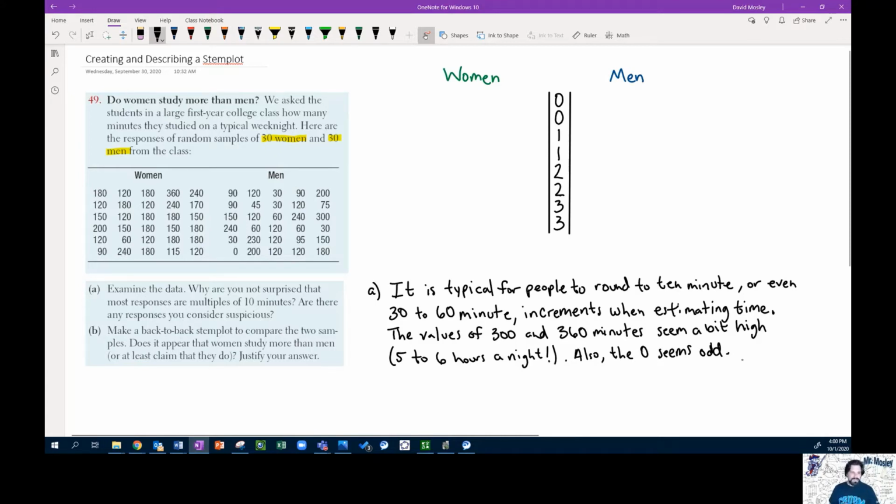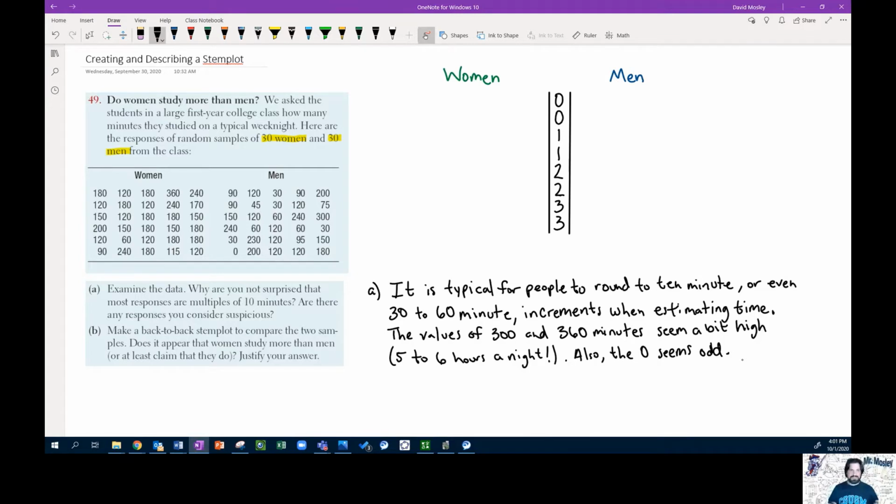Here's what we got. It is typical for people to round to 10-minute or even 30 to 60-minute increments when estimating time. The values of 300 and 600 minutes seem a bit high, like 5 to 6 hours a night. Also, the 0 seems odd. We've answered question 1. Now we need to make the back-to-back stem plot to compare the two samples.